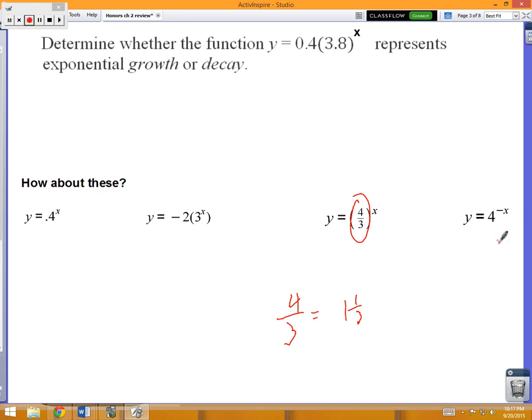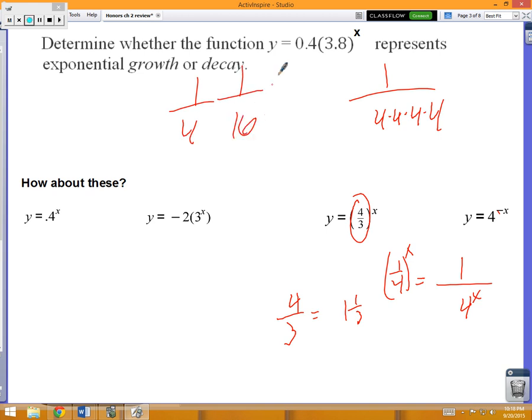This guy right here, 4 to the -x, if your exponent is negative, that's tricky. That indicates division. So 4 to the -x is really the same thing as 1 over 4 to the x, which is the same as 1/4 to the x. Because here's what's happening. You're doing 1 over 4 times 4 times 4 times 4. So you're dividing by 4, you're dividing by 16, you're dividing by 64. This is decay.